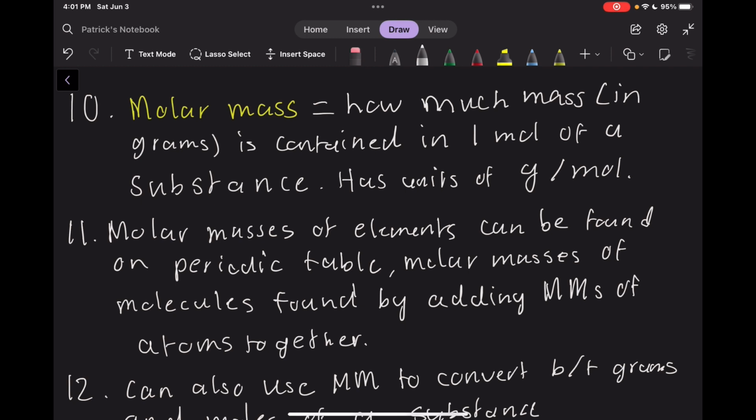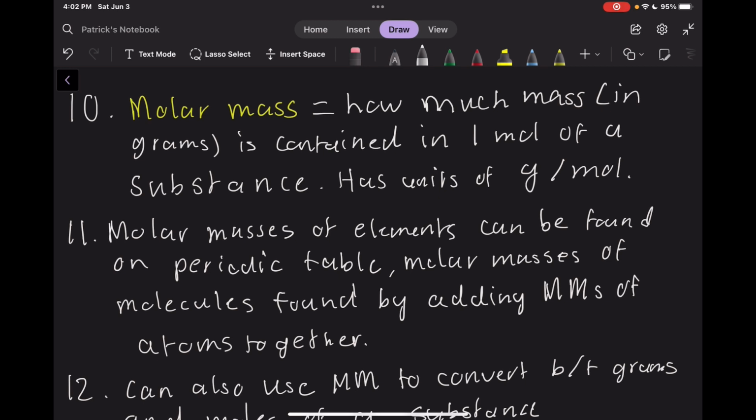Another useful concept derived from the mole is molar mass. Molar mass tells us how many grams of a substance are found in 1 mole of that same substance. It accordingly has units of grams per mole. When we're dealing with elements, finding the molar mass is easy. All we have to do is look at the periodic table. The atomic weight listed on the periodic table is equal to the molar mass of the element being considered.